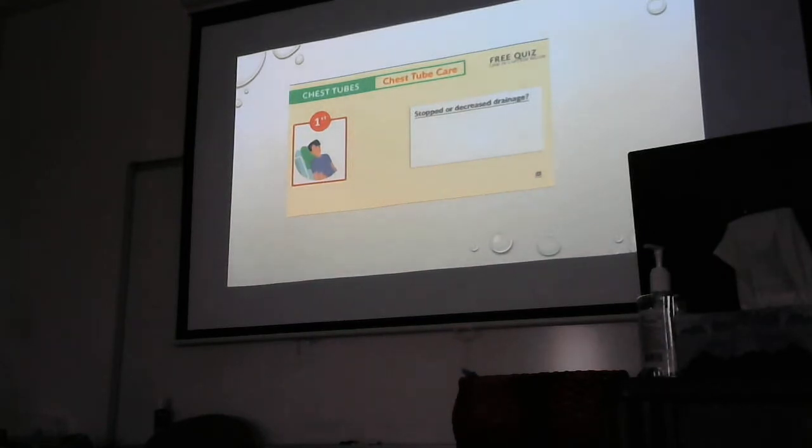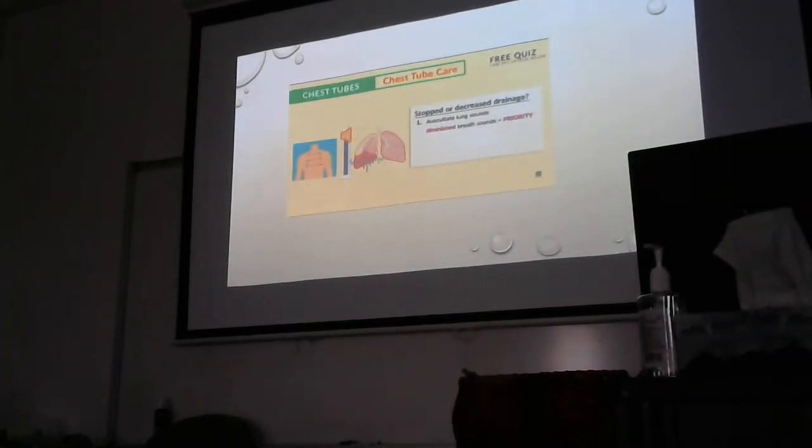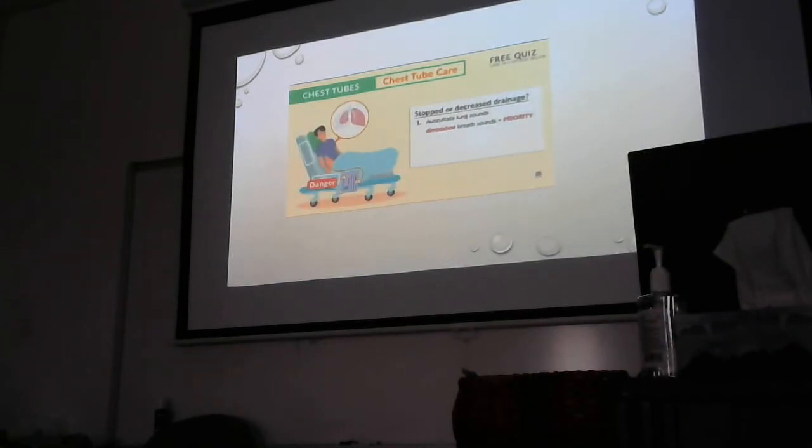So write it down. We assess the patient first by listening or auscultating lung sounds. Now, we do not want to hear diminished breath sounds because that is a priority. This indicates that the chest tube is not working to improve that airflow, and typically means that the patient is now filling up with blood or fluid. Very deadly. So write it down, diminished breath sounds are priority.